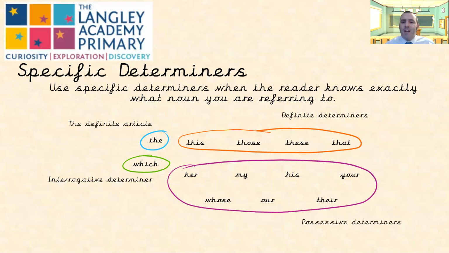You then have possessive determiners as well. My teacher. So it's the teacher that you have in school. You might be talking to one of your friends and be able to say his or her teacher. Or with a friend, your teacher. So they give ownership to that particular noun.